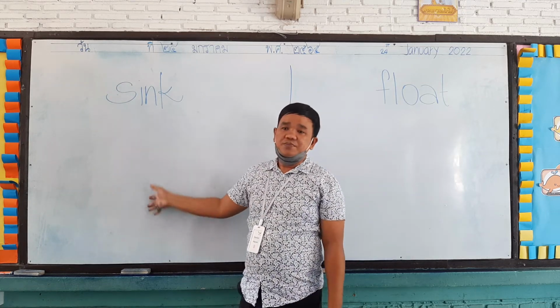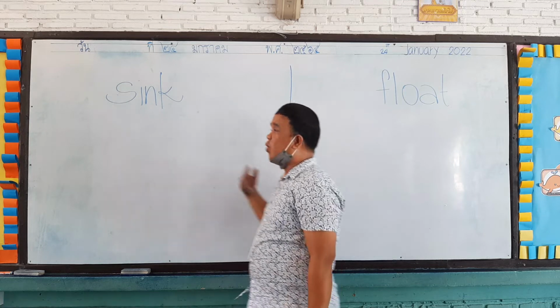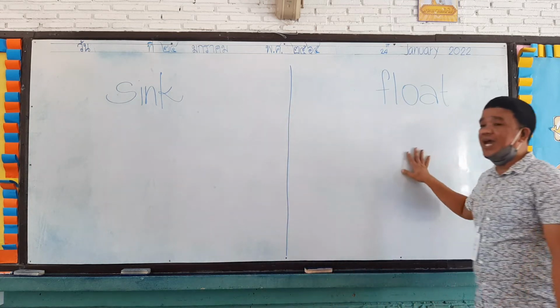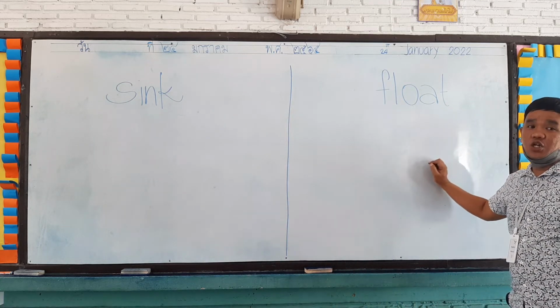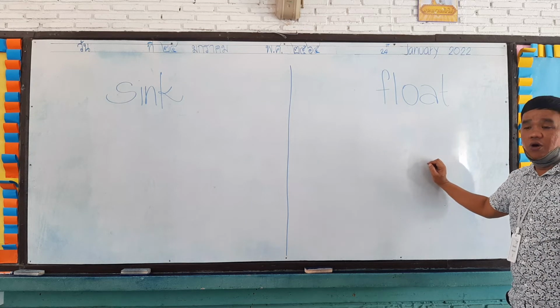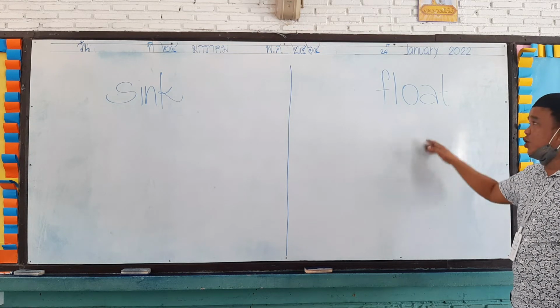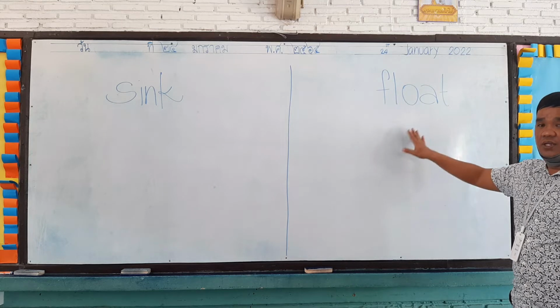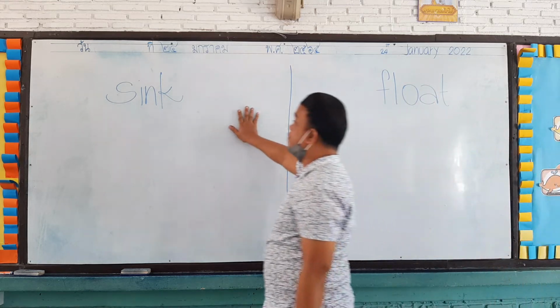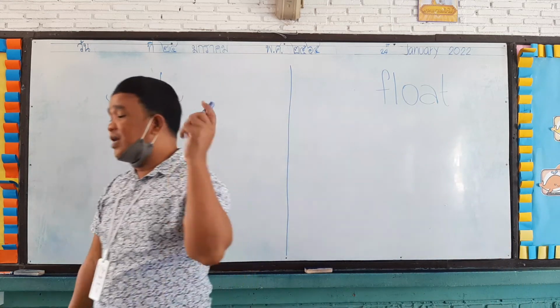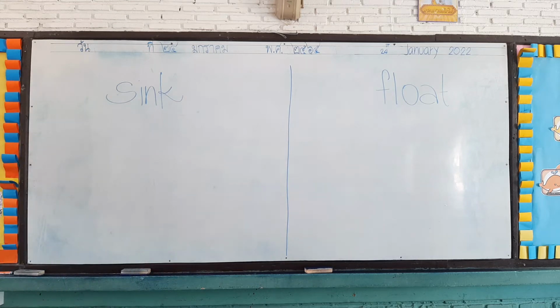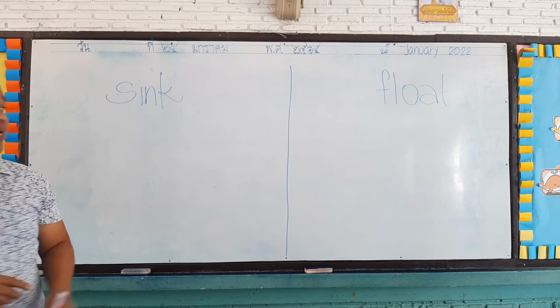Now this time, I want you to write on the board the objects that sink and the objects that float mentioned in your book. Let's talk about the sink first. Write on the board the examples mentioned as sink.